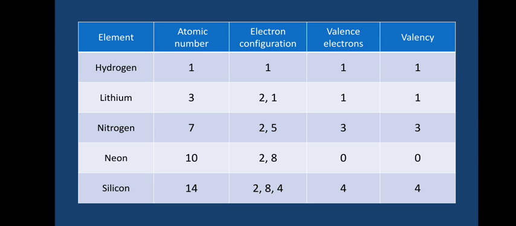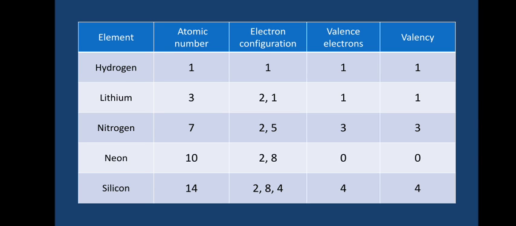Now see, for example, here we will just try this out. For hydrogen, the atomic number is 1, its electronic configuration is 1, the number of valence electrons is also 1, and its valency is also 1. That is simplest. If you move to the third element in the periodic table, that is lithium, it will be 2, 1, because the first shell can accommodate only 2 electrons. So 2, 1, the valence electrons is how many? 1, and valency will also be 1.